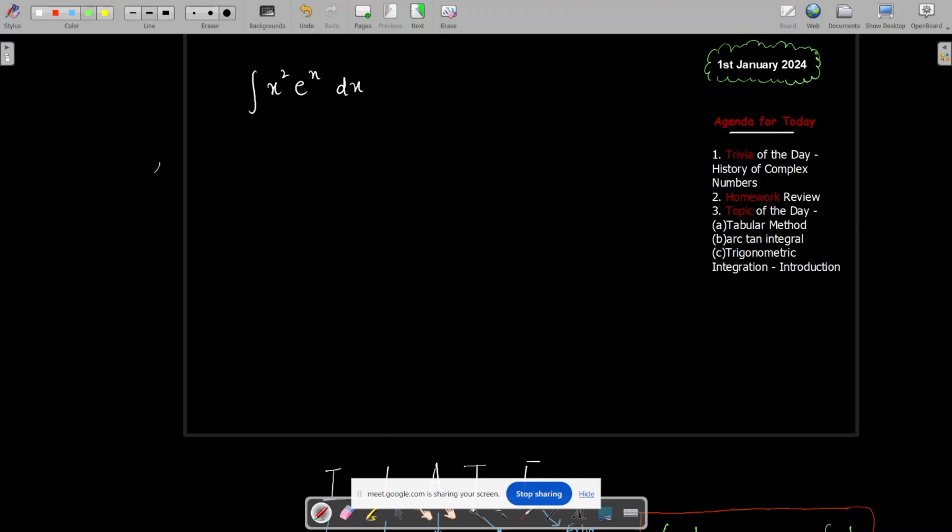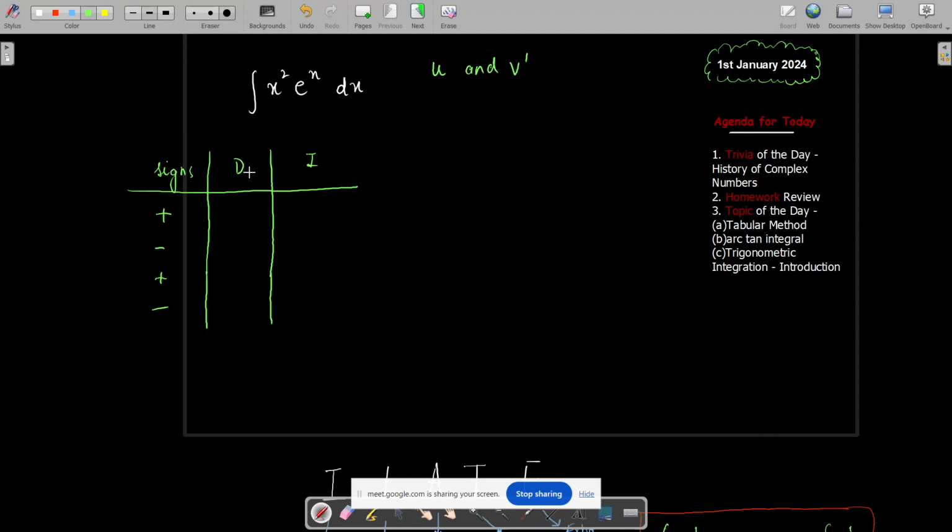First, in the first column, we put the signs, then we write the derivatives, and then we write the integrals. And the signs are always like this: positive, negative, positive, negative. And here one of these functions is going to be u and one of these functions is going to be v prime. So our u will come here, and v prime will come here.